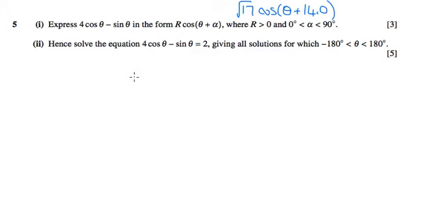Okay, part 2 asks us to now solve this equation. We're obviously not going to use 4 cos theta minus sine theta. We're going to use what we turned that into. So we're going to solve root 17 cos of (theta plus 14.0) equals 2. And just notice the range, it's between minus 180 and 180.